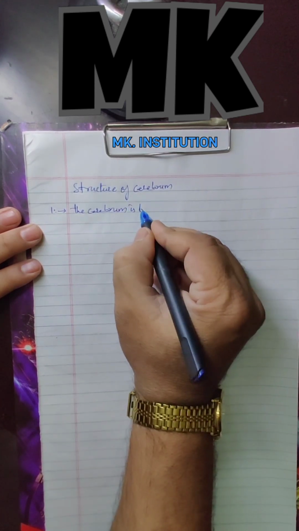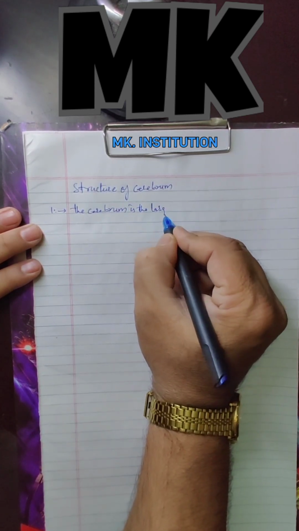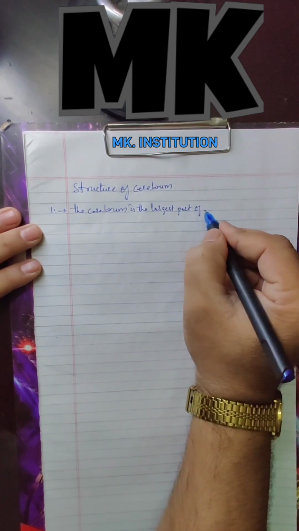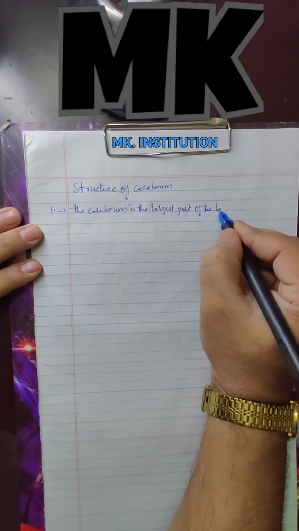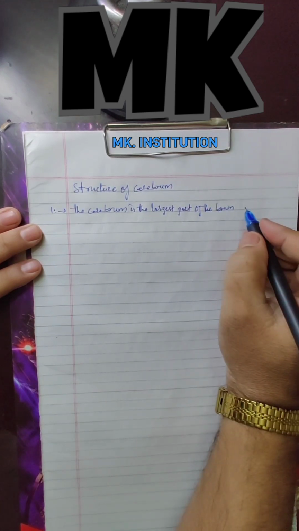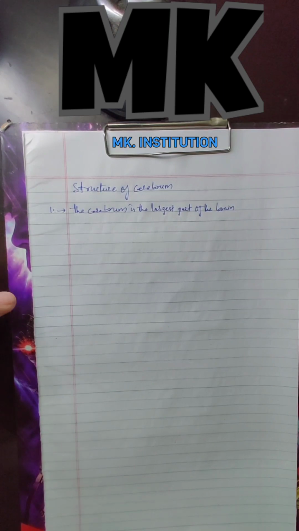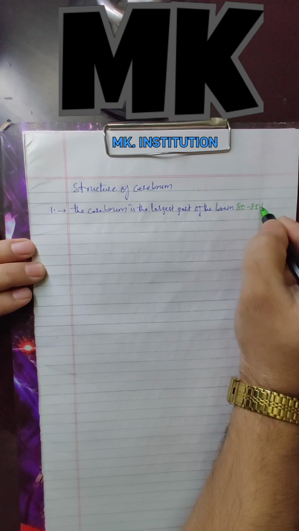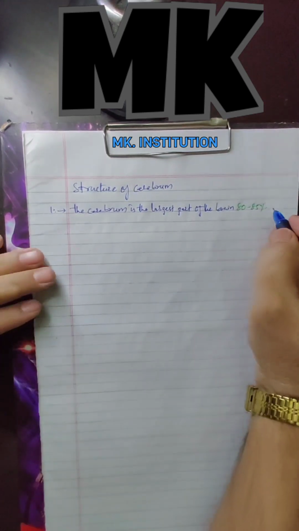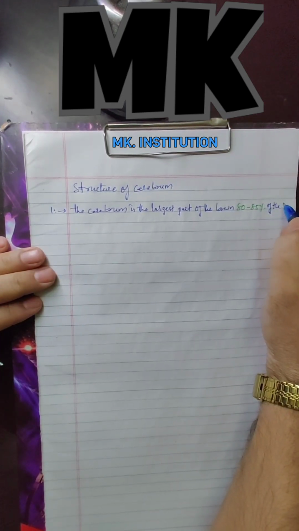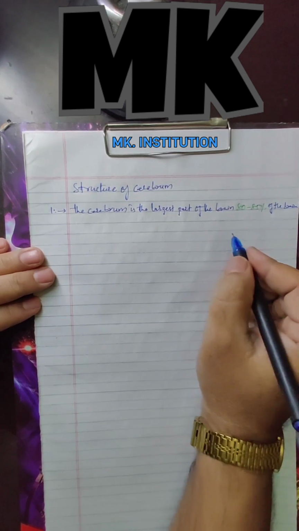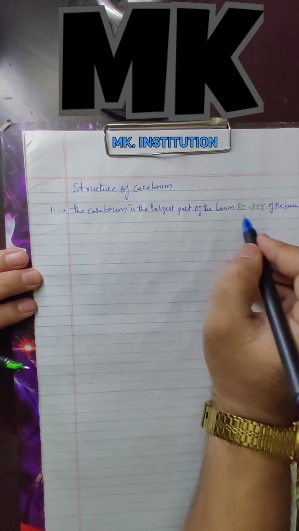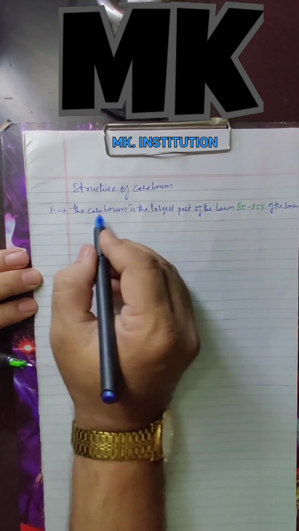The cerebrum is the largest part of the brain. Nearly it will be 80 to 85% of the brain. What is the weight of the brain here now? 1350 gram or 1.5 kg you can tell. Clear? So out of that 80 to 85% will be cerebrum.